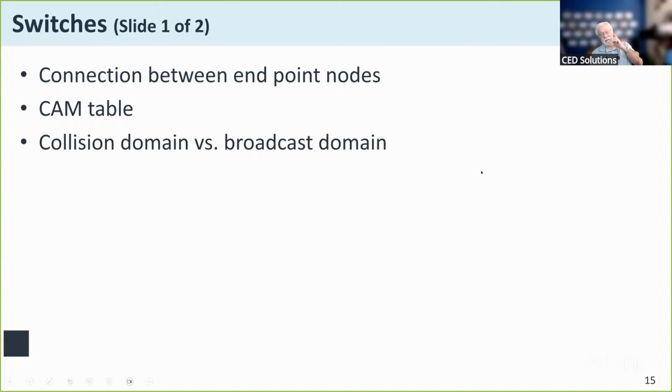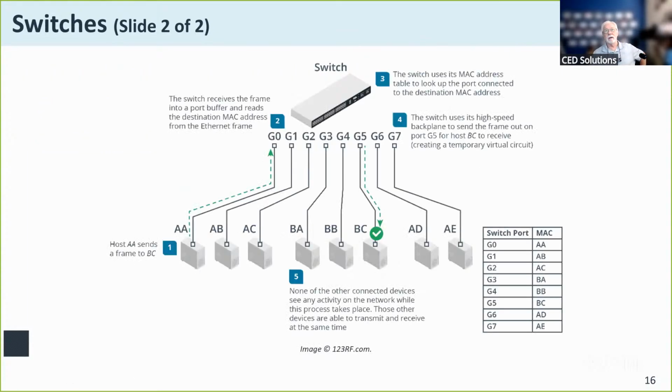Switches are a little bit different beast. A switch is a device that looks like this right here. Now, the new switches are much more intelligent than the old passive switches. The old passive switches were basically called a hub or a bridge. They didn't do a lot of intelligent processing.